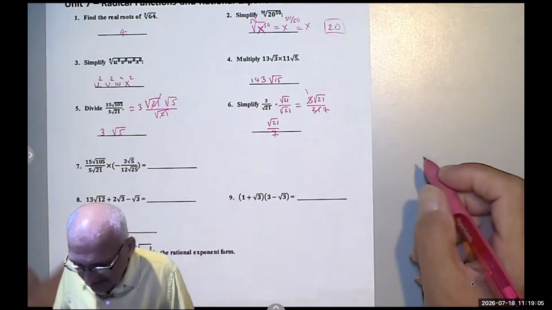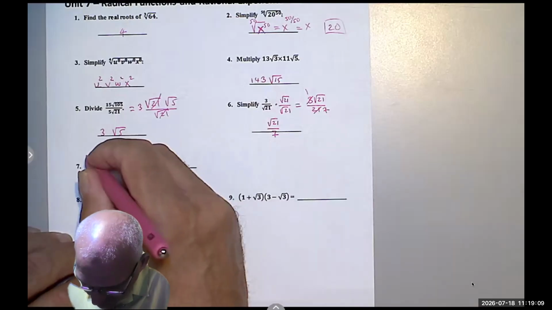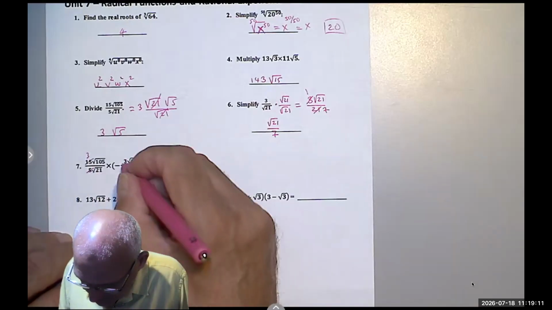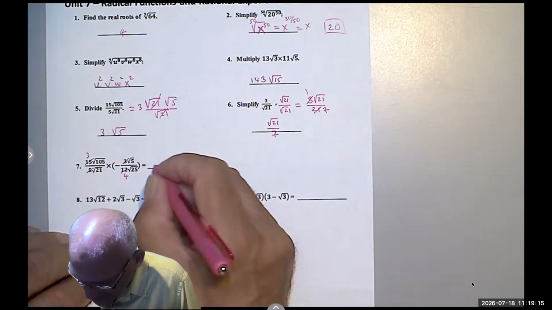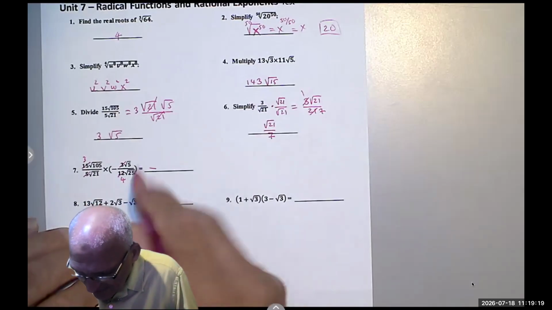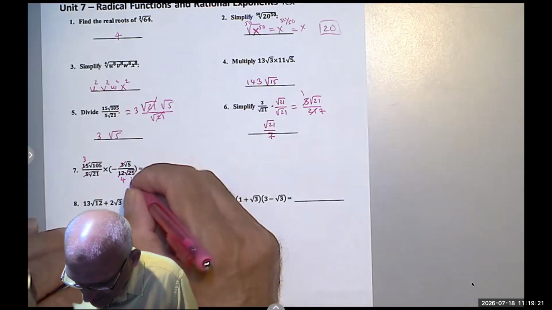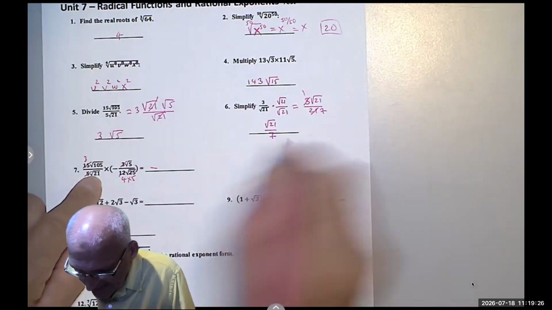Alrighty, go to number 7. I can simplify from the get-go. 15 over 5 is 3. 3 and 12, this would be 4. Negative times positive is negative. And then the square root of 25 is 5. Right? And you can simplify like that.